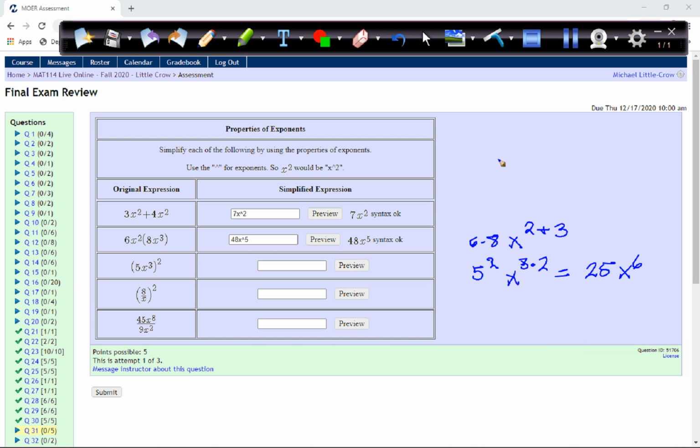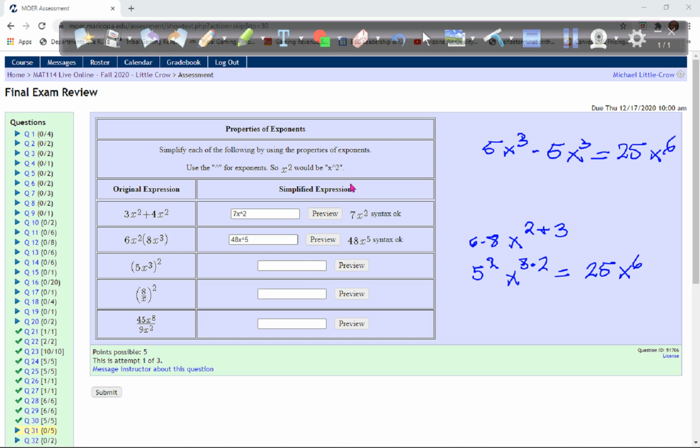Okay. The other way to think of this is it's 5x to the third times 5x to the third. So we do it this way: we take 5 times 5, we get 25, and 3 plus 3 is 6. So we've broken it down to multiplication, used a different property, but we come up with the same answer. Okay.